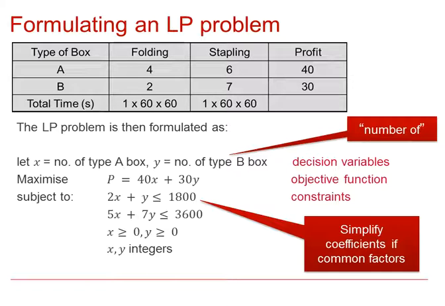Similarly, the constraint on the use of a stapling machine, and this should read 6 from the table, is 6x plus 7y is less than or equal to 3,600, again taken from that column for the stapling machine in the table. We also need to note that the number of boxes made has to be greater than or equal to 0. You cannot have a negative number of boxes made. In addition, there may or may not be a statement to the effect that you can only make whole boxes, so x and y must be integer.